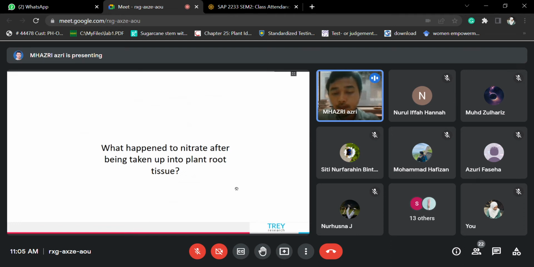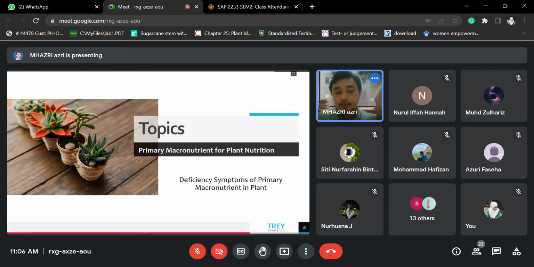There are four possibilities. It can be effluxed, or it will return into the apoplast again. It can be stored in vacuoles. It can be transported into other organs, and usually it will be reduced into nitrites and ammonium. Okay, so remember that.